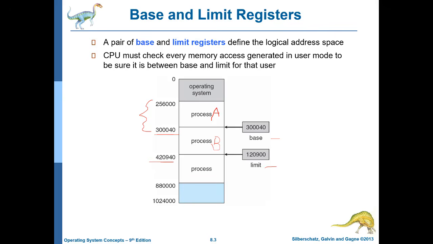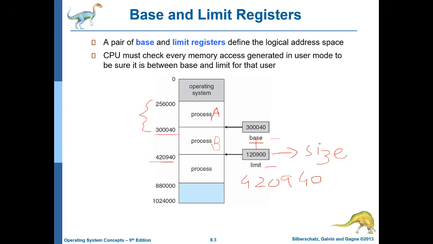Actually, the reason is if you add the base number and the limit, together they will give you the same number, which is 420,940, which is this number on the left. So it means that this limit actually represents the size of the process in the RAM. So the size of this process is 120,900.